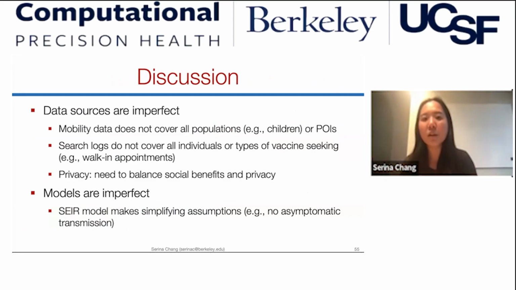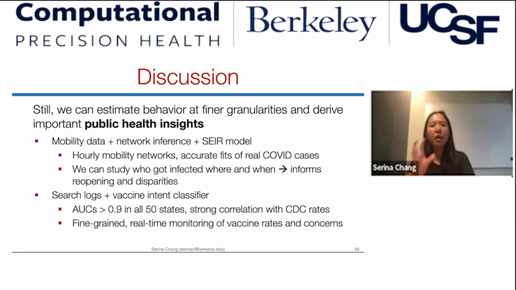So for example, the SEIR model makes these simplifying assumptions, a trade-off for keeping the model quite simple. But still, we are able to estimate behavior at finer granularities and derive these really important public health insights by combining these novel data sources with machine learning techniques. So in the mobility data, we are able to infer these hourly mobility networks and combine it with an SEIR model to get accurate fits of real COVID cases. This then allows us to study who got infected where and when, which informs reopening and disparities.